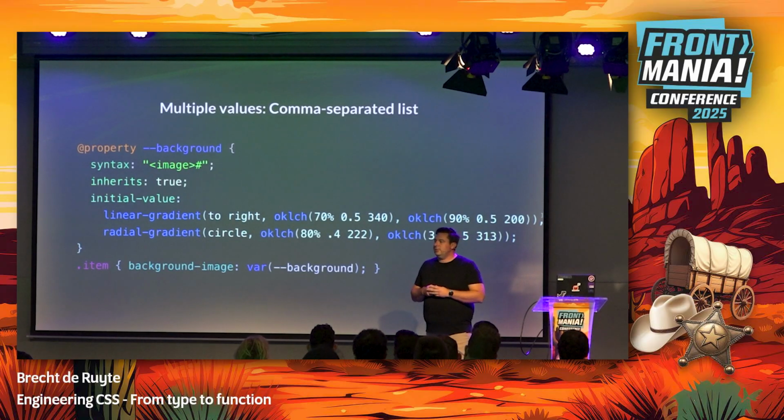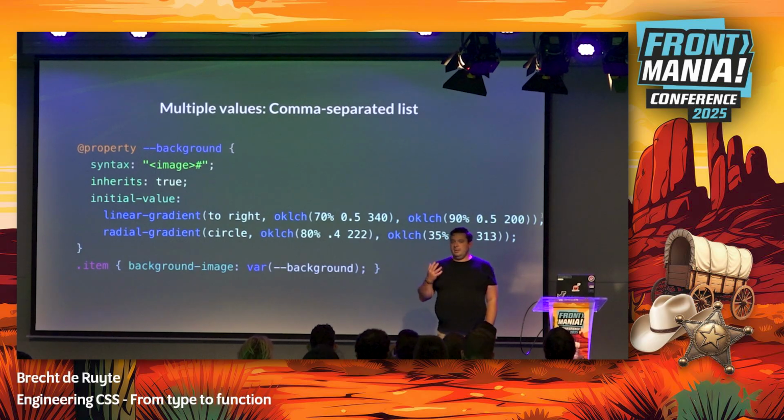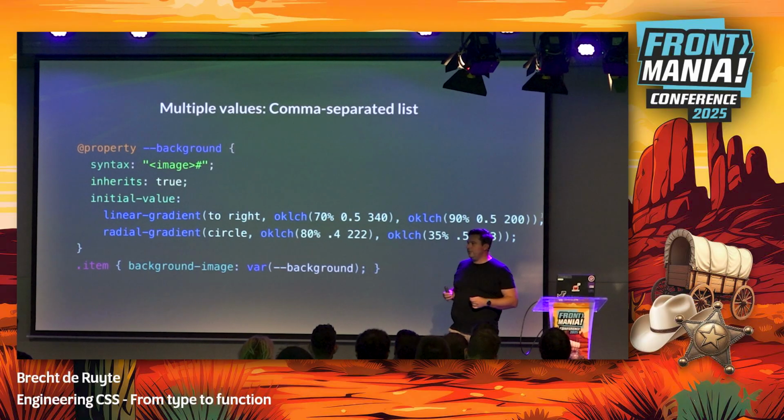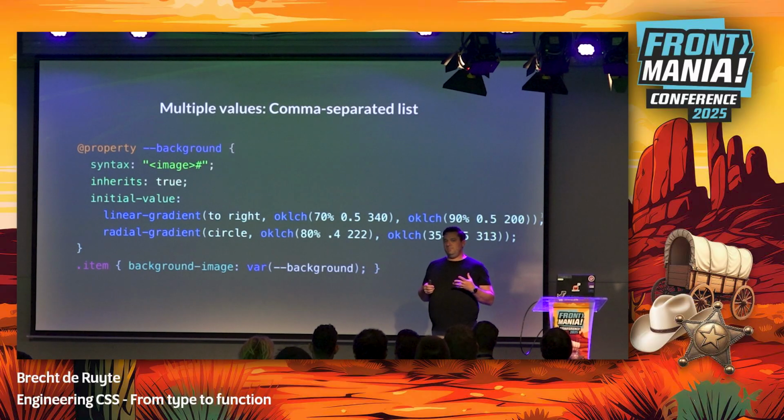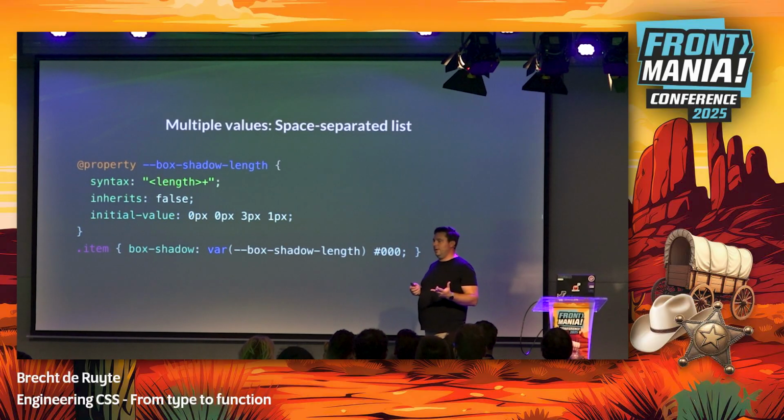What about a comma-separated list? For example, multiple background images. If you have an image and you put a hashtag behind it, that means it's a comma-separated list of images, or gradients in my example here. But comma-separated lists is not the thing we see a lot in CSS. Space-separated lists are far more common, right? Margins, box shadows, paddings. Well, in that case, you can do the plus symbol, which will mean it will use a space-separated list. All these things can be typed and can be checked.